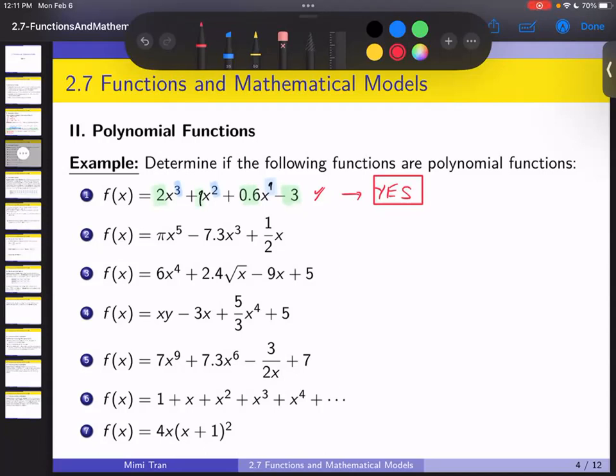Is it a polynomial? What do you think? Oh, what makes you indecisive? What do you see? What is pi? Okay, pi. She says pi makes her feel uneasy. Anything else make you uneasy?